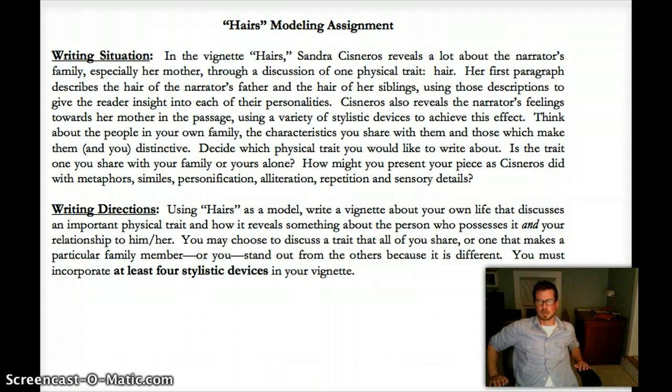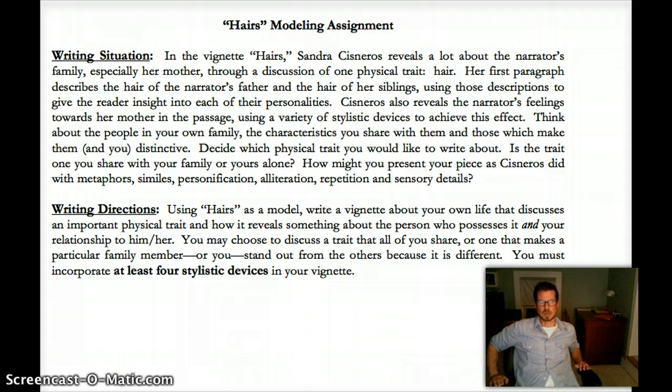In the vignette Hairs, Sandra Cisneros reveals a lot about the narrator's family, especially her mother, through a discussion of one physical trait, hair. Her first paragraph describes the hair of the narrator's father and the hair of her siblings, using those descriptions to give the reader insight into each of their personalities. Cisneros also reveals the narrator's feelings towards her mother in the passage, using a variety of stylistic devices to achieve this effect. Think about the people in your own family, the characteristics you share with them, and those which make you and them distinctive.